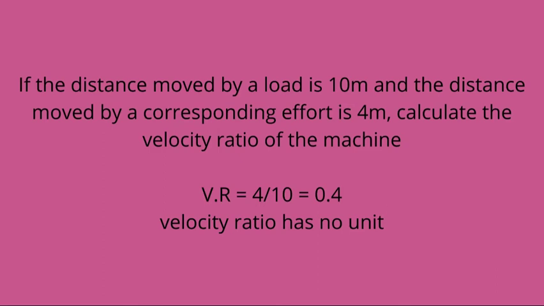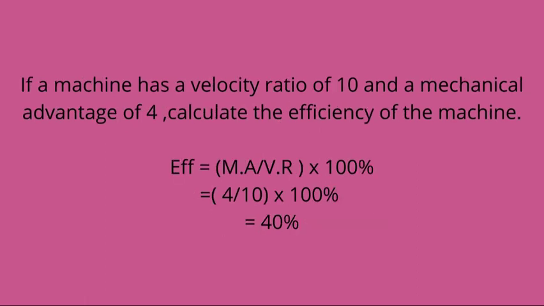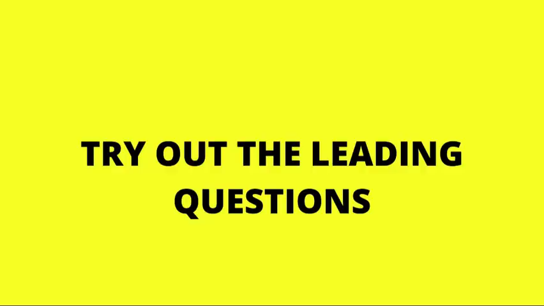Example 2: if the distance moved by a load is 10 meters and the distance moved by a corresponding effort is 4 meters, calculate the velocity ratio of the machine. Hence we have the distance moved by effort over the distance moved by load. And then we also have, if a machine has a velocity ratio of 10 and a mechanical advantage of 4, calculate the efficiency of the machine. We said earlier that efficiency is mechanical advantage over velocity ratio times 100. Hence we have 4 over 10 times 100, which is 40.